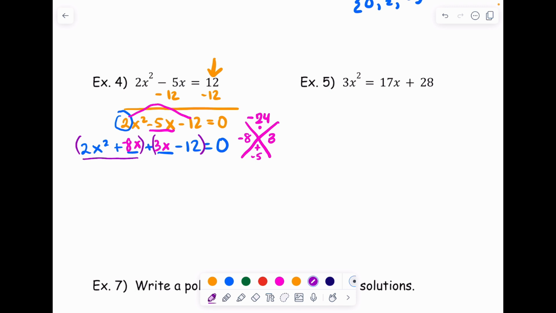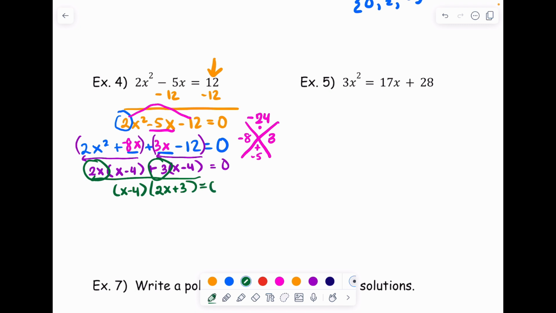When I look at the first set, I know I can take a 2x out, and I'll be left with x minus 4. When I look at the second set, I know I can take a 3 out, and I'm left with x minus 4, which is good because I needed to be left with the same factor. So when I look at the whole group, I can see that x minus 4 is in common, and I'll be left with 2x plus 3.